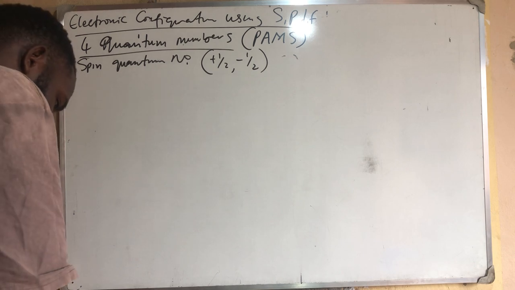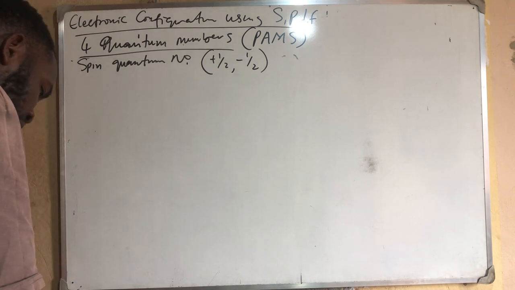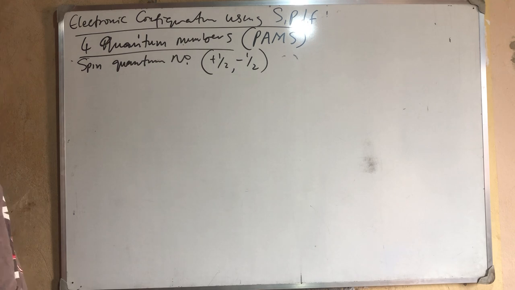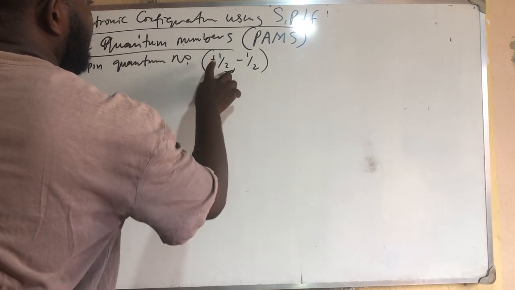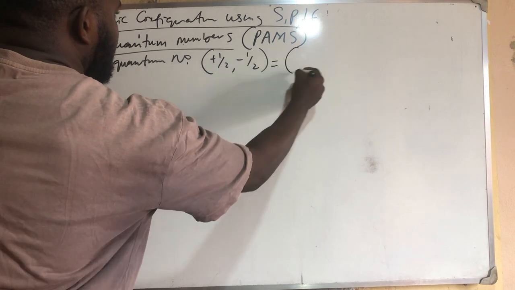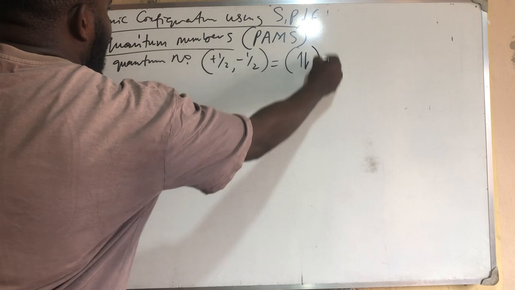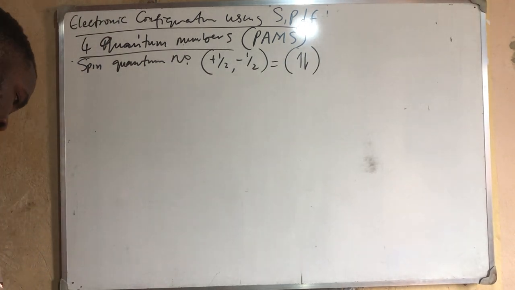This shows that electrons spin in the orbital in opposite directions. Electrons cannot spin in the same direction, okay? This plus half shows that it spins up, while the minus half shows spinning down. They spin in opposite directions, all right?